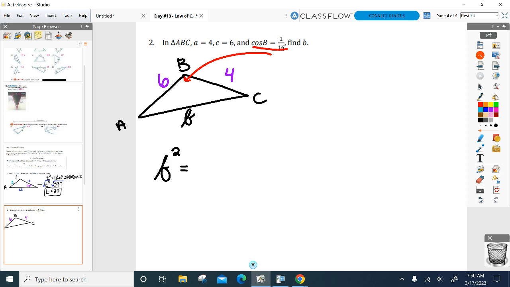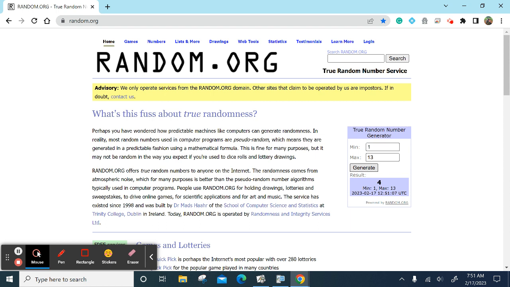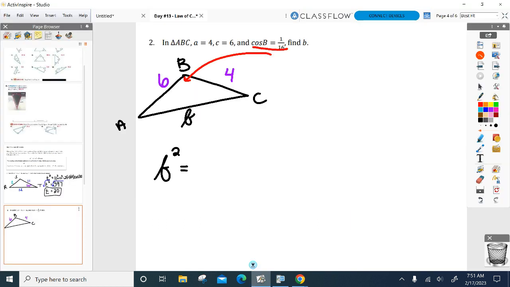That's why it's important to know what every piece of the law of cosines is. I know it says A squared, but you start with the side across from the given angle. All right, what are my other two sides? 6 squared. Good. So B squared equals 6 squared plus 4 squared minus 2 times 6 times 4.